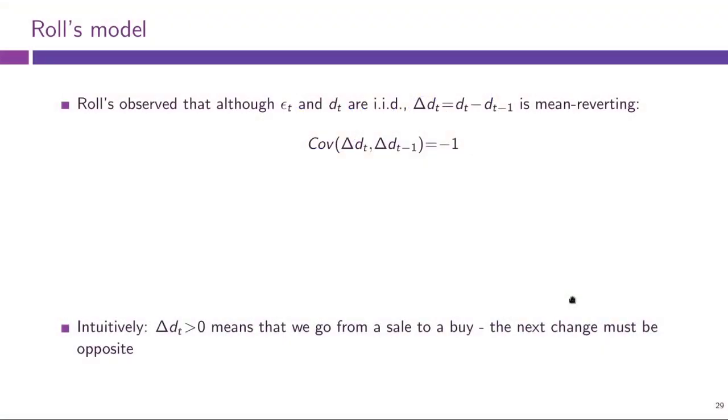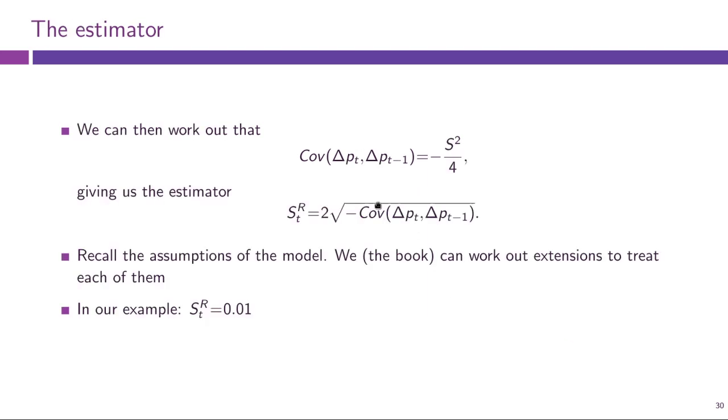So directions of trade are mean reverting. If you had a buy today, you on average will get a sell tomorrow. Even though this is not formally true. Now scratch that, I did not just say that. So yes, the slide actually provides a good enough intuition. If we had a positive change in d_t today, it means that we went from a sell to a buy. So the next change will be either zero, if we go from a buy to a buy, or the next change will be negative if we go from a buy to a sell. So we can then work out the covariance between changes in prices.